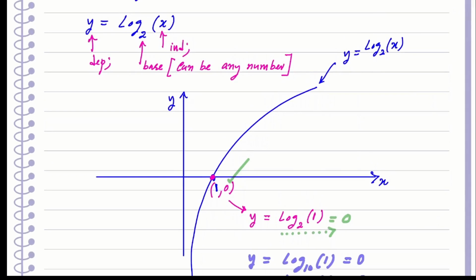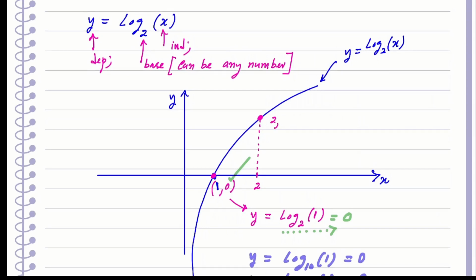I'm going to take a point here. Suppose I take a point where x is equal to 2. When x is equal to 2, you get this point on the curve. So that would be (2, log₂ 2). So now this is the coordinate at that point.